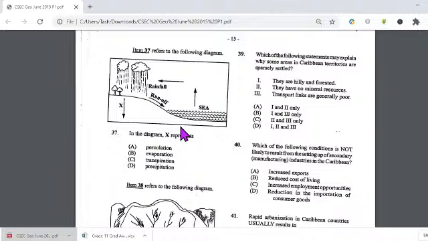So, which of the following statements may explain why some areas in the Caribbean are sparsely settled? One, they are hilly and forested. Two, they have no mineral resources. Three, transport links are generally poor.